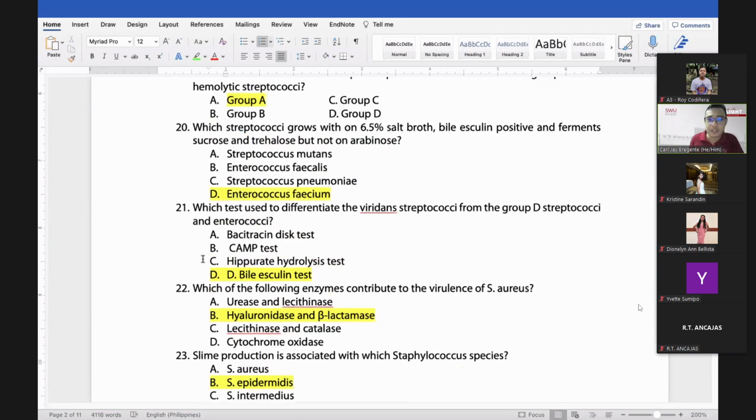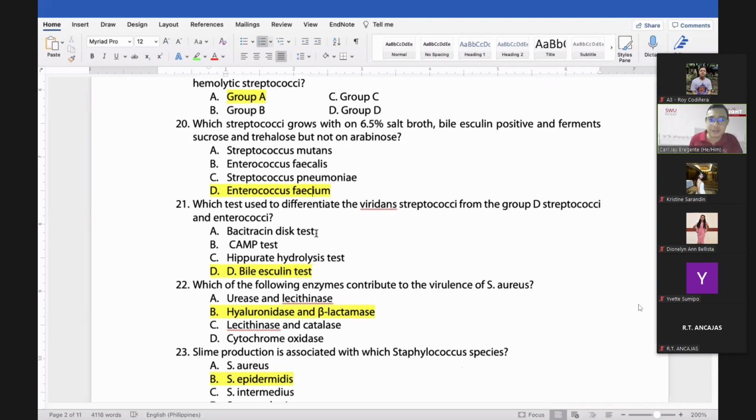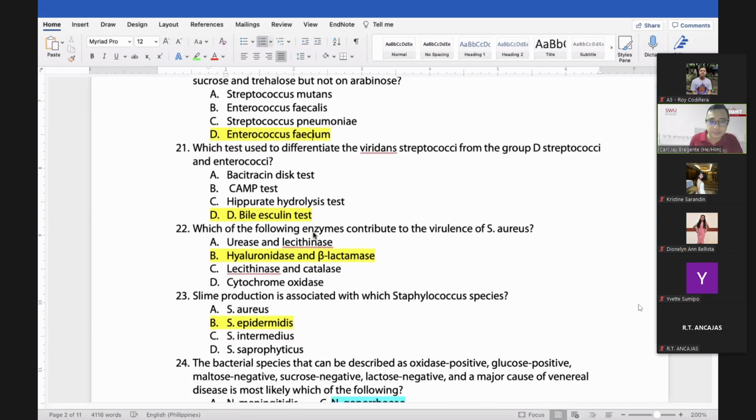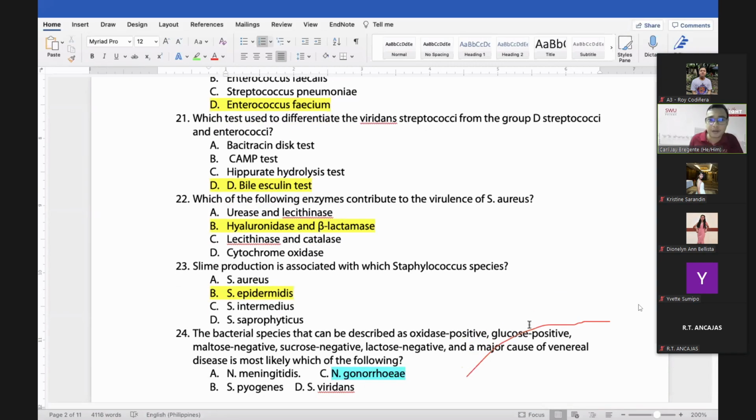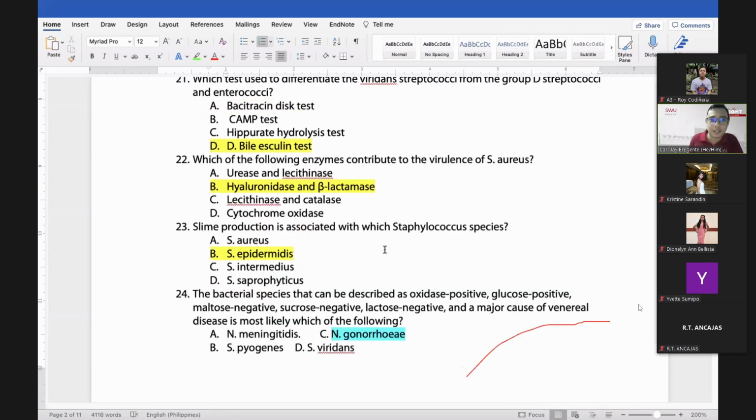21. Which test is used to differentiate Viridans streptococci from group D streptococci and Enterococci? So you have there, as I mentioned, the bile esculin test. The bacitracin test, CAMP test, class, and hippurate hydrolysis test are used for the determination of beta hemolytic strep.